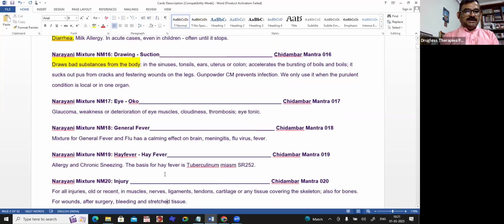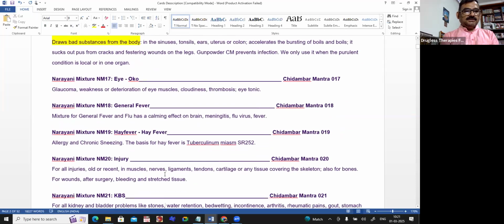Okay, and NM17 is a general eye medicine, so we can say an eye tonic.